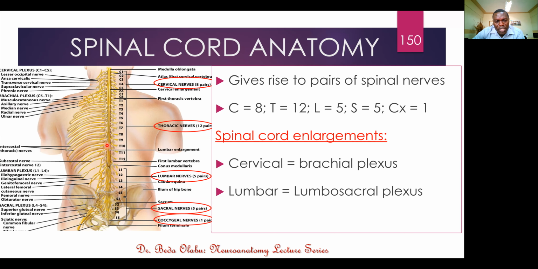We have another enlargement down here, which we call the lumbar enlargement. The lumbar enlargement gives rise to the lumbosacral plexus, which innervates the lower limb. Again, the understanding is that there are many nerves which come out from that segment. So if all those nerves have their cell bodies within the cord, then definitely we'll expect the gray matter within there to be expanded a bit compared to the other segments of the cord where we don't have many nerves coming out.